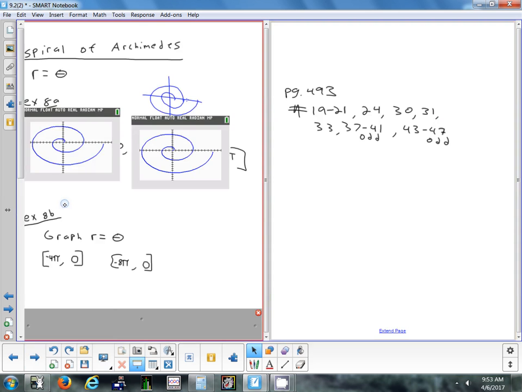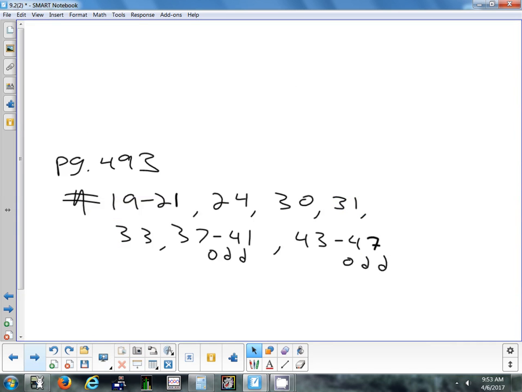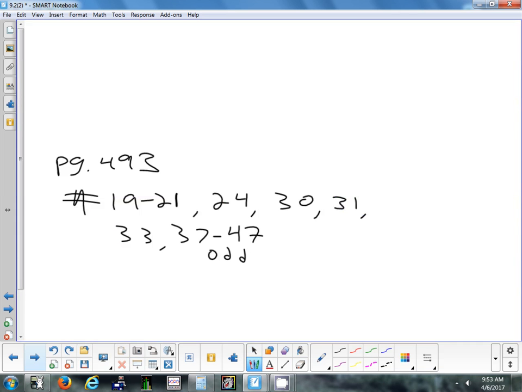All right, so the homework tonight, same page as last night, 493. It's 19 through 21, okay, that's all. And then 24, 30, 31, 33, and then the rest is just odds. 33 to 41, and 43 to 46. Actually, I guess I could just say 37 through 47, odd. I must have changed something. 37 to 47, odd. Okay, so we'll look at that tomorrow. I'll be here after school today if anybody needs extra help. And don't forget, we have our first test of term 4 tomorrow.